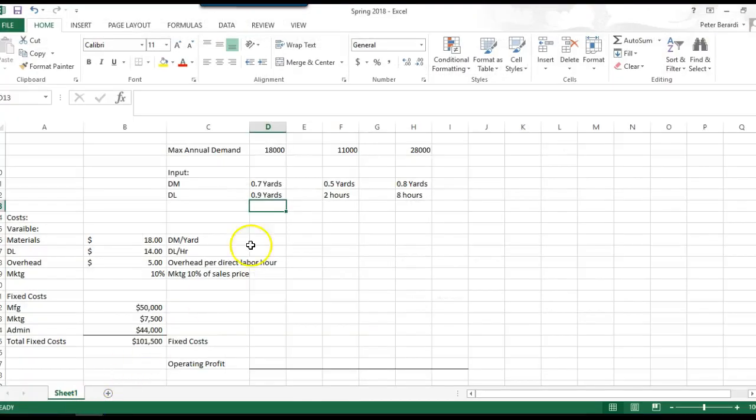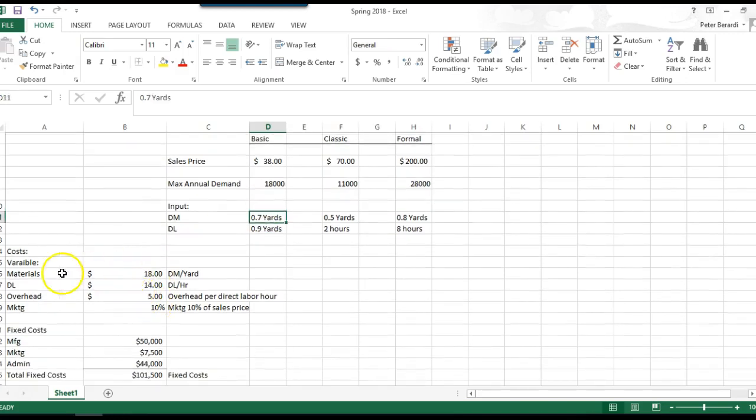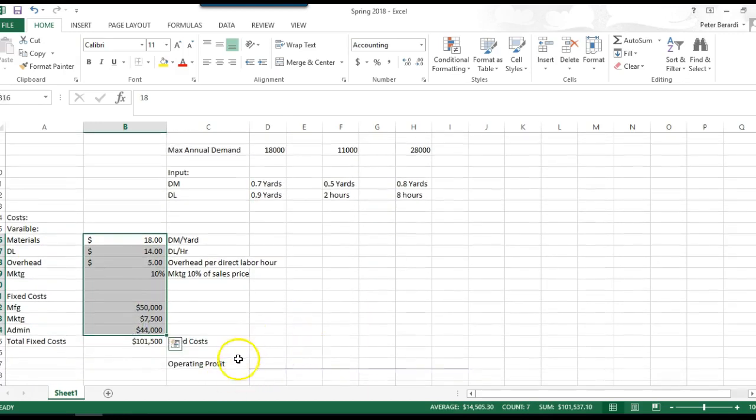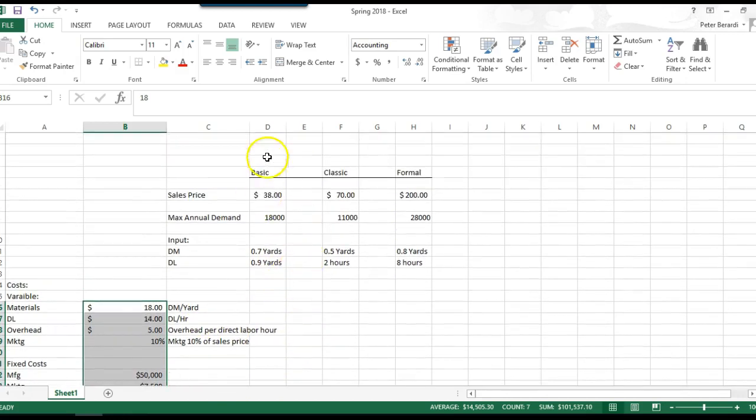I've built a spreadsheet. Basically it copies our basic, classic, formal. It copies the sales price per unit, the annual demand, the input, and then the variable costs and the fixed costs are here. So we're going to create a contribution margin statement for each shirt.